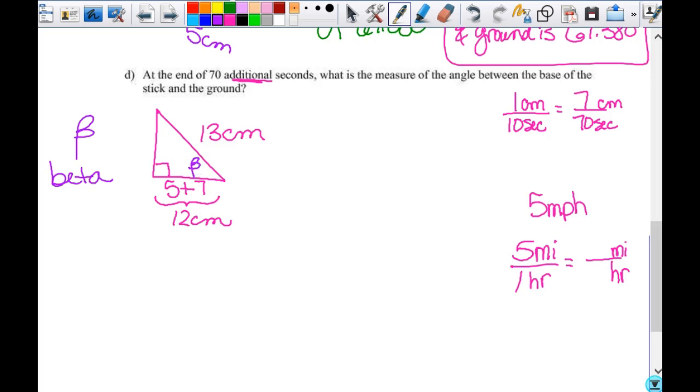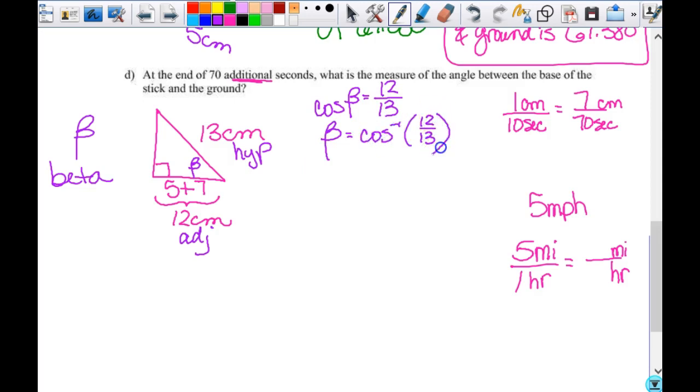Now, I need to do some trig, right? This is which side? Opposite, adjacent, or hypotenuse? Adjacent. So this is adjacent. This is hypotenuse. What uses adjacent and hypotenuse? Cosine. So the cosine of beta is equal to 12 over 13. So beta is the cosine inverse of 12 over 13. So what do you get for beta?